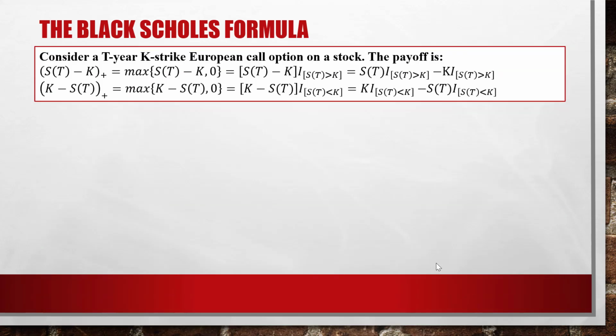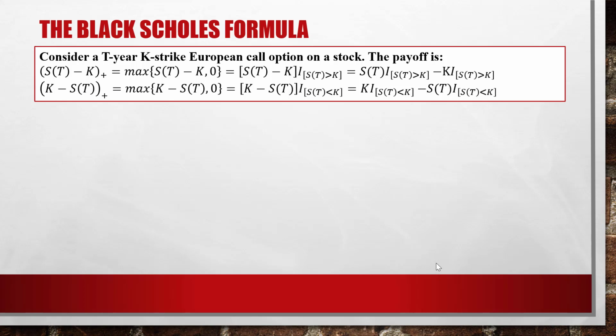The Black-Scholes formula. Consider a T-year K-strike European call option on a stock. The payoff here is calculated by the positive part function. For the call option, it is (S(T) minus K)+, which results in the maximum value between S(T) minus K and 0. It is equal to (S(T) minus K) times the indicator function of S(T) greater than K. Separating the factors, we get S(T) times the indicator function minus K times the indicator function.